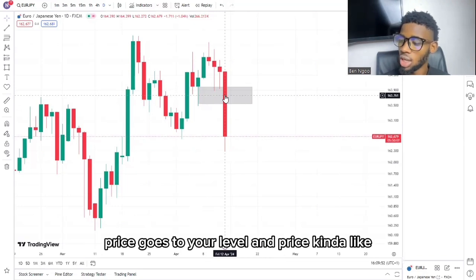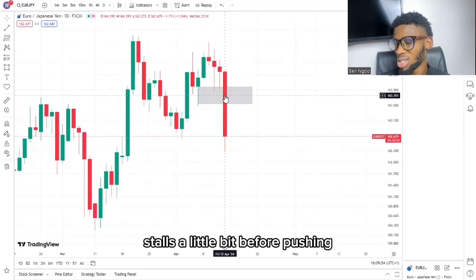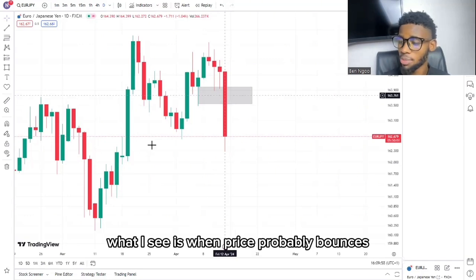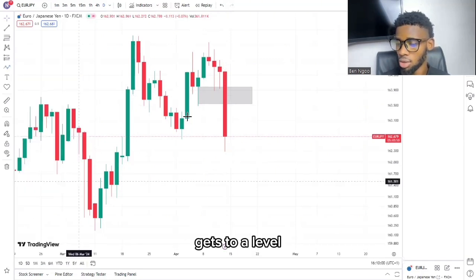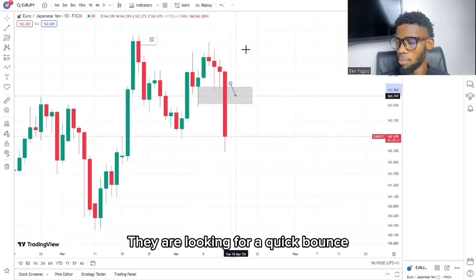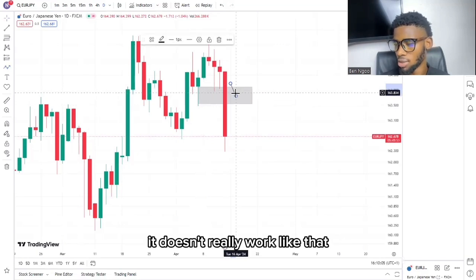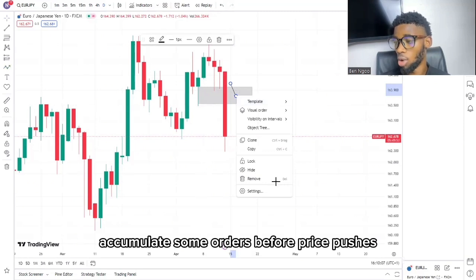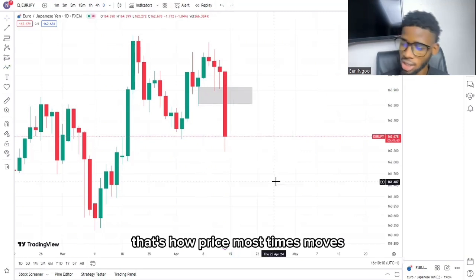Price goes to your level and kind of stalls a little bit before pushing. A lot of traders, what I see is when price bounces, gets to a level, they're looking for a quick bounce. It doesn't really work like that. Sometimes price needs to settle in that level, accumulate some orders before price pushes. That's how price most times moves.